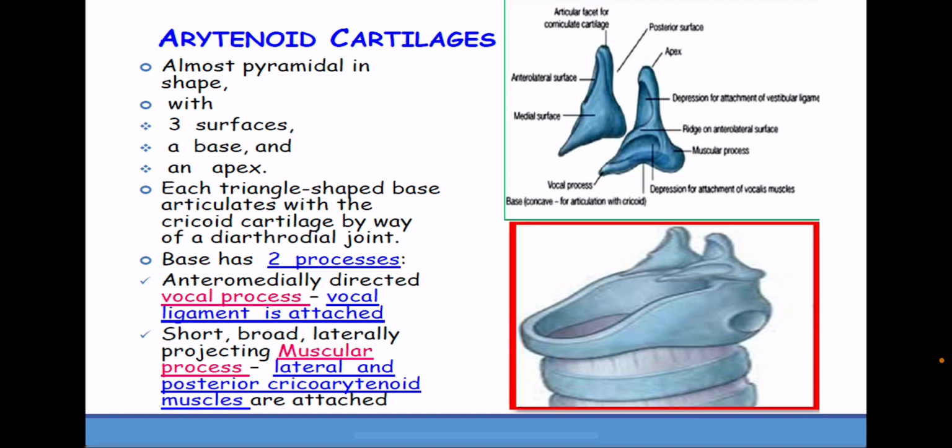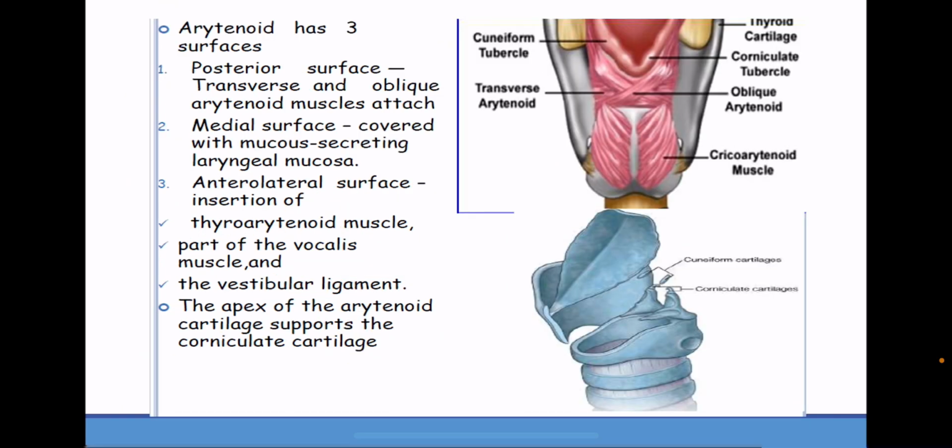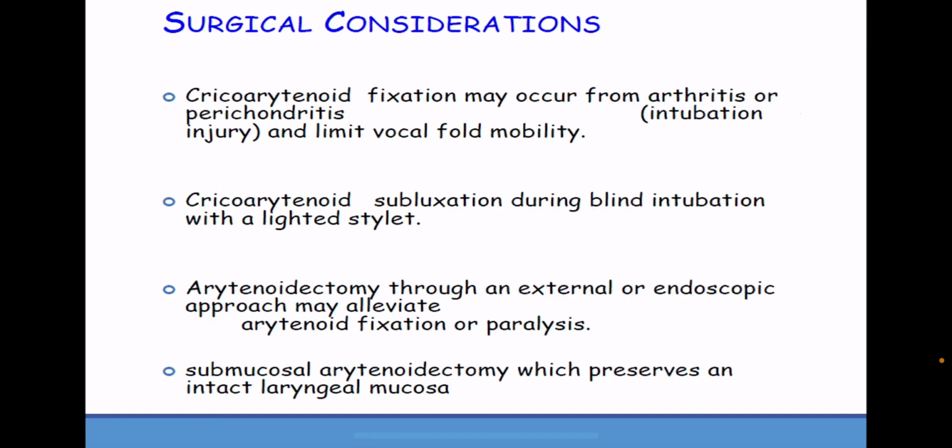Arytenoid cartilages are pyramidal in shape, and they have three surfaces, one base and one apex. The base has two processes: vocal process and muscular process. The arytenoid has three surfaces: posterior surface, medial surface, and anterolateral surface. The apex of the arytenoid cartilage supports the corniculate cartilage.